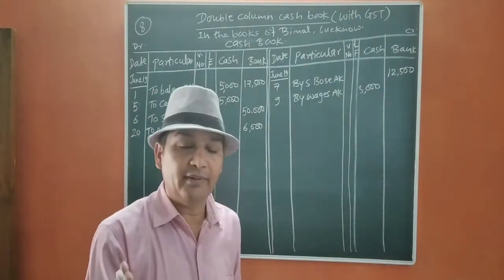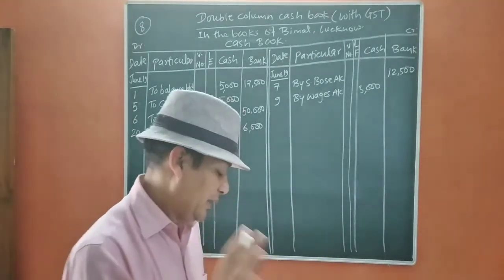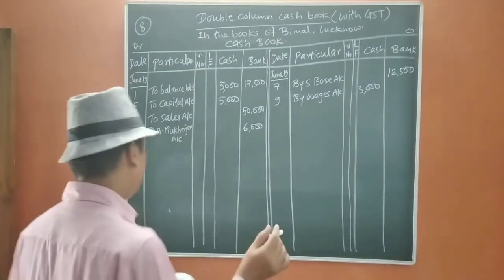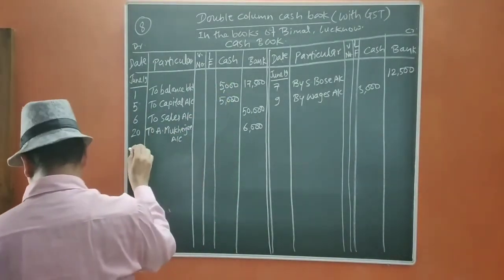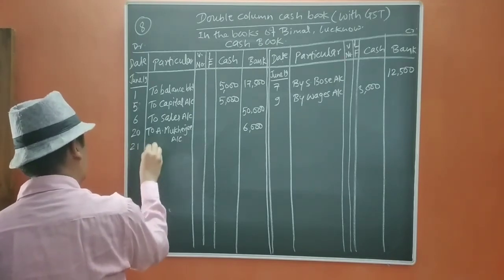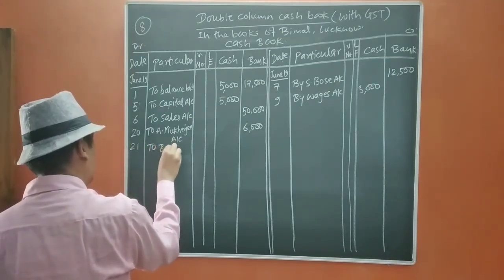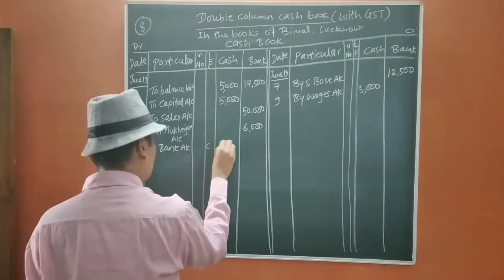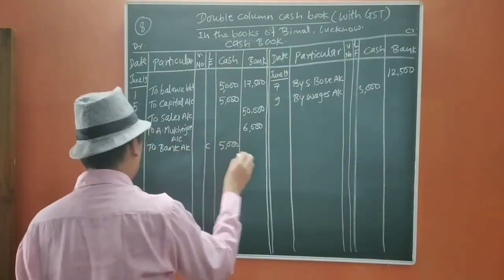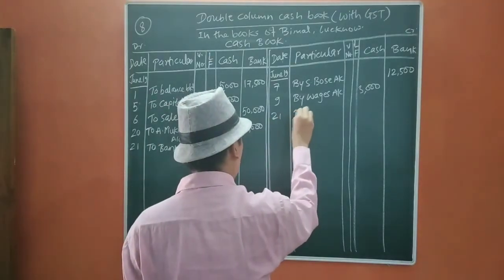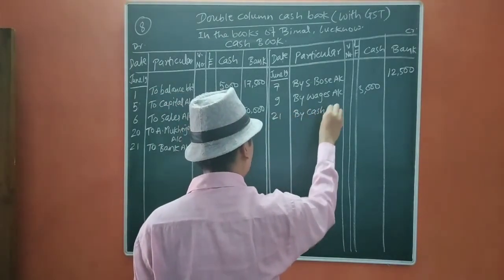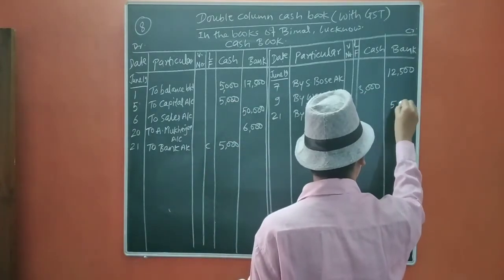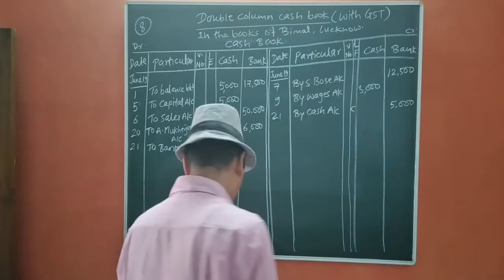Drawn from bank, we have drawn from bank. Now it is not for personal use, that means it is for office use. So we are going to record it to the cash, the entry on the 21st, to bank account. It is a contra entry and the amount is 5,000. That same amount we are going to record here also by cash account. This is contra and the amount is 5,000. It is withdrawn out of bank.